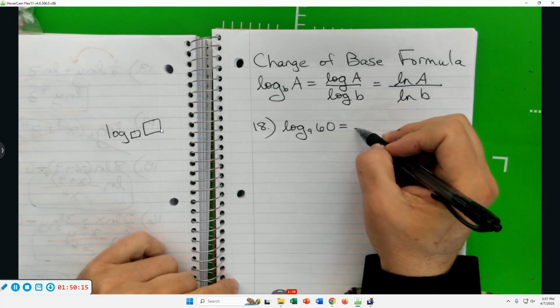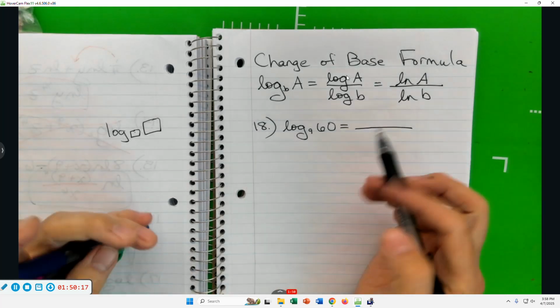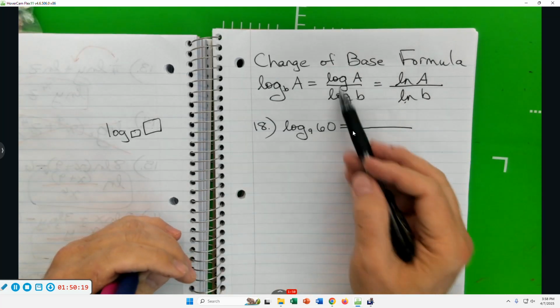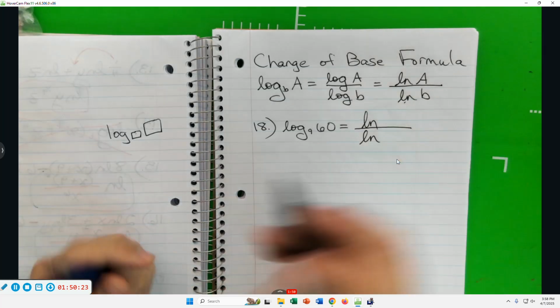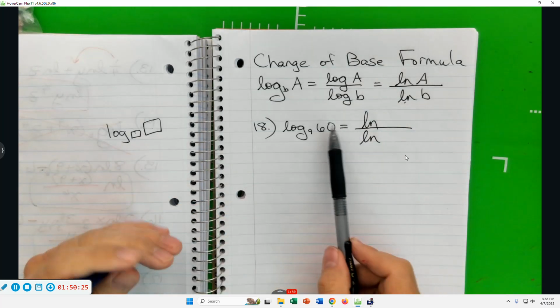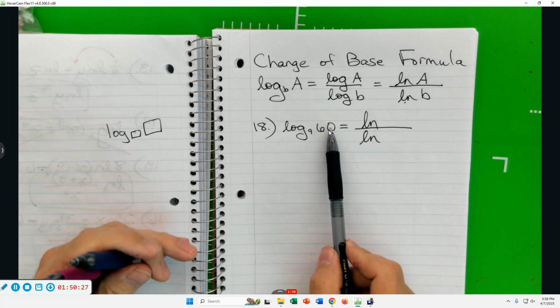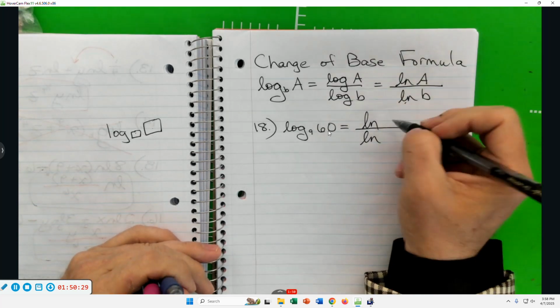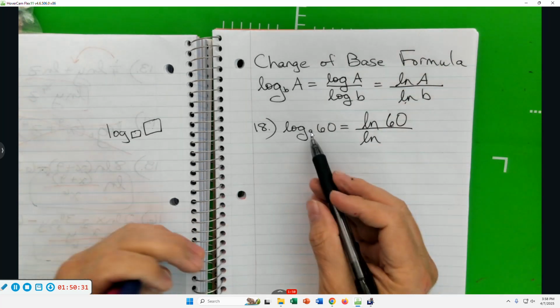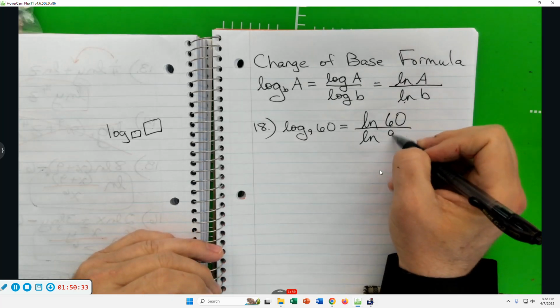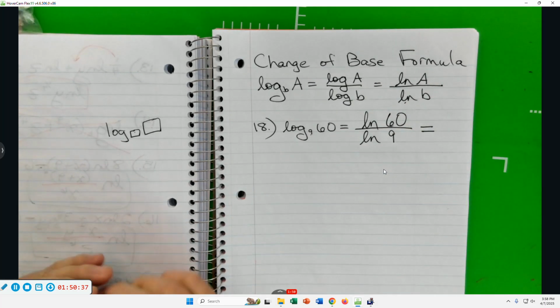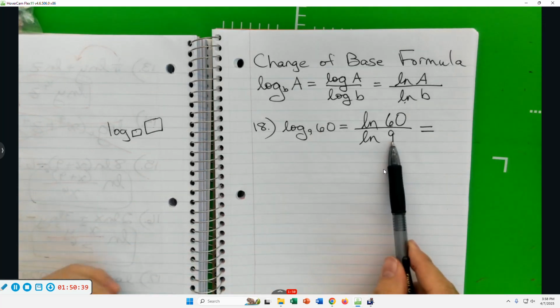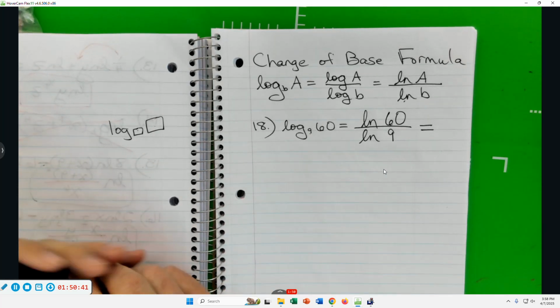So I prefer ln. You can use log, it doesn't matter. The argument, the thing that's written big, is what's on top. The thing that's written small, the subscript, is what's on bottom.